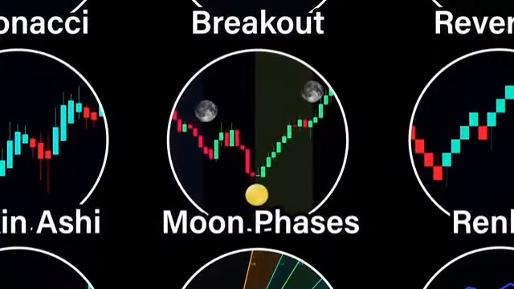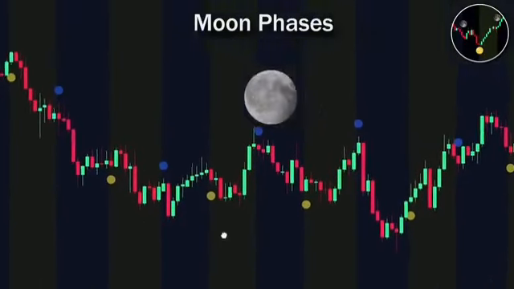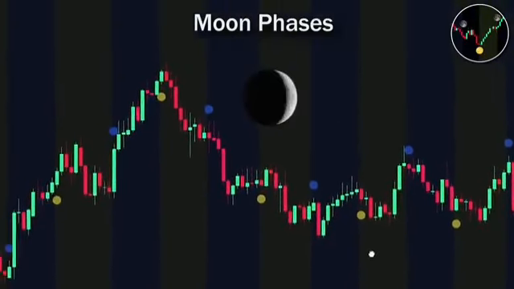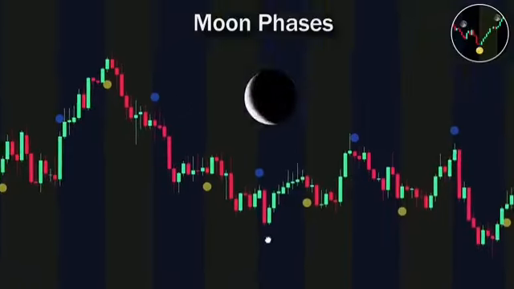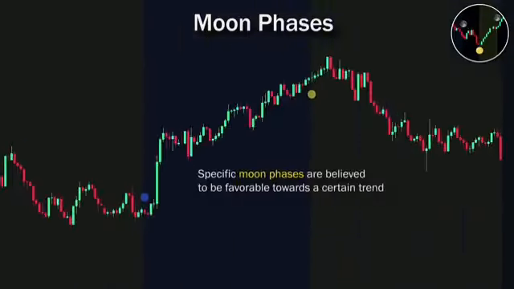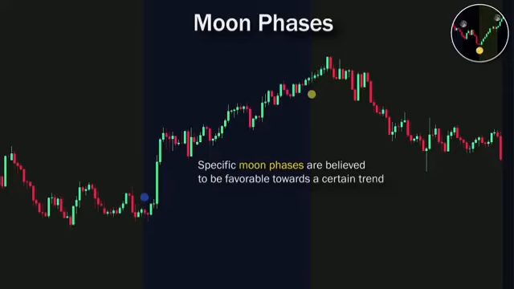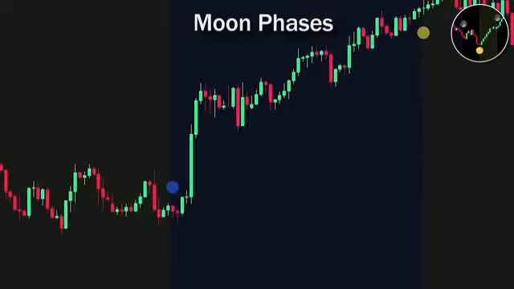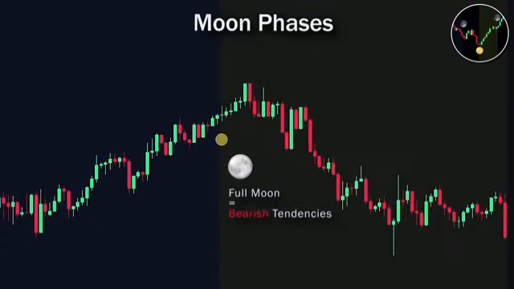Moon phases. It is a concept that utilizes moon cycles to time the market. Moon phase traders believe that moon cycles are correlated with human emotions and behavior, which could have an influence on the market. Specific moon phases are believed to be favorable towards a certain trend. A new moon means the market tends to be bullish, and a full moon means the market tends to be bearish. Today, it is used mostly as a confirmation tool.